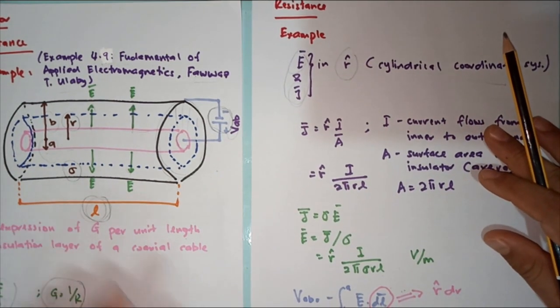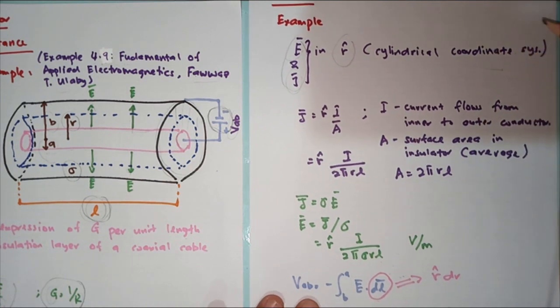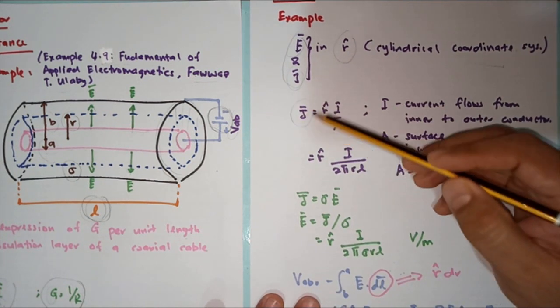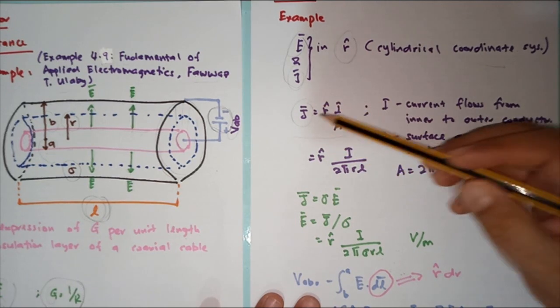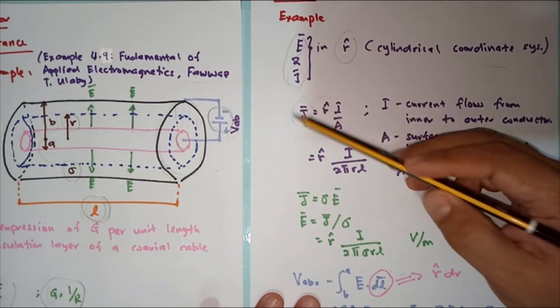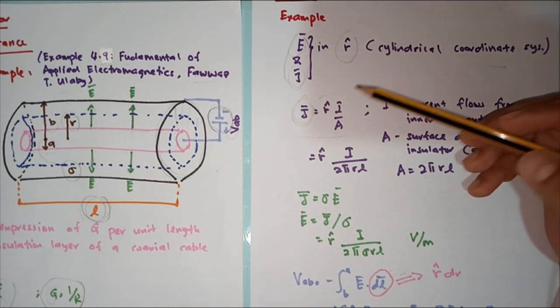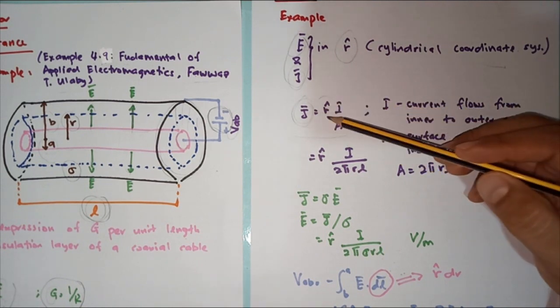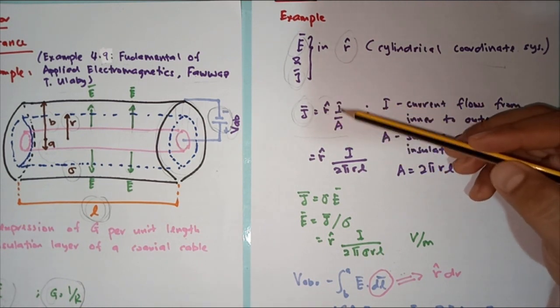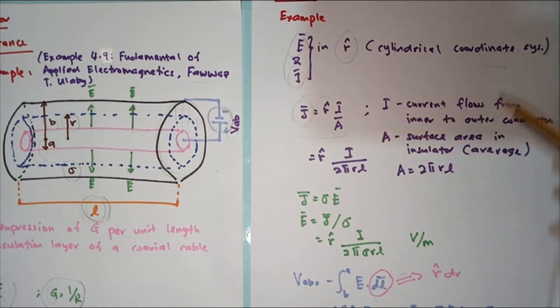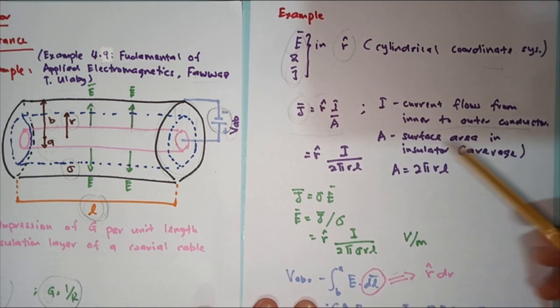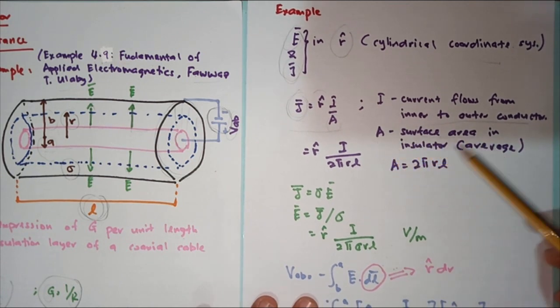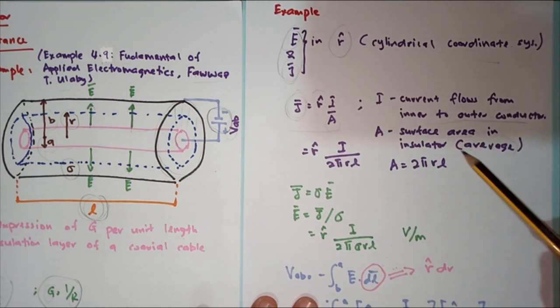So therefore, by referring to the general expression for the vector J, we can have this equation that represents our vector of current density, whereas the vector J is equal to r cap I divided by A. I is the current flowing from the inner to the outer conductor.